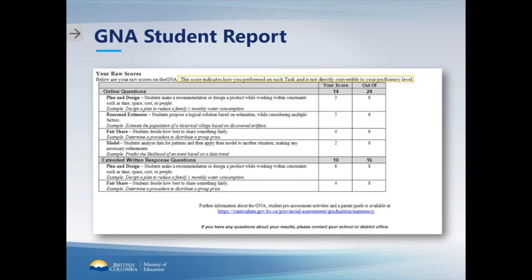You can also see down below, it shows the extended written response questions. Those are the 2 that they answer on paper and how well they did on those. Those are scored out of 8. They're double marked on a 4-point rubric, centrally marked by practicing teachers.